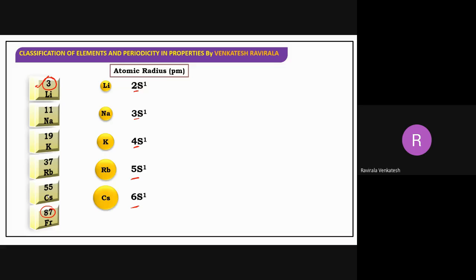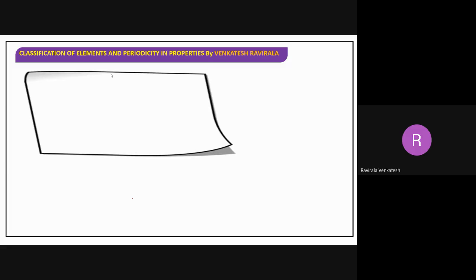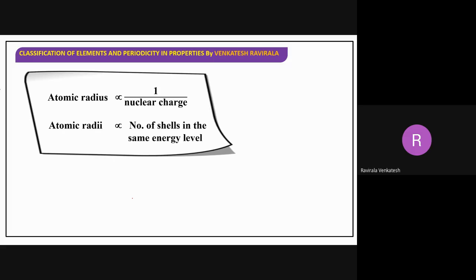The force of attraction from the nucleus over the valency shell electron. For example, the valency shell electron is present here in 2s, and now the valency shell is present here in 6s. Now, has that distance increased or not? The distance has increased. So what do you have to write here? Because of the increasing number of shells, atomic size in the group increases from top to bottom.